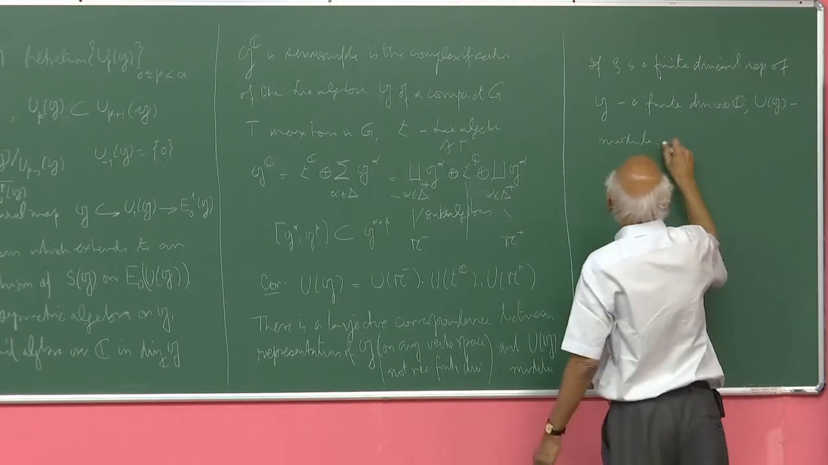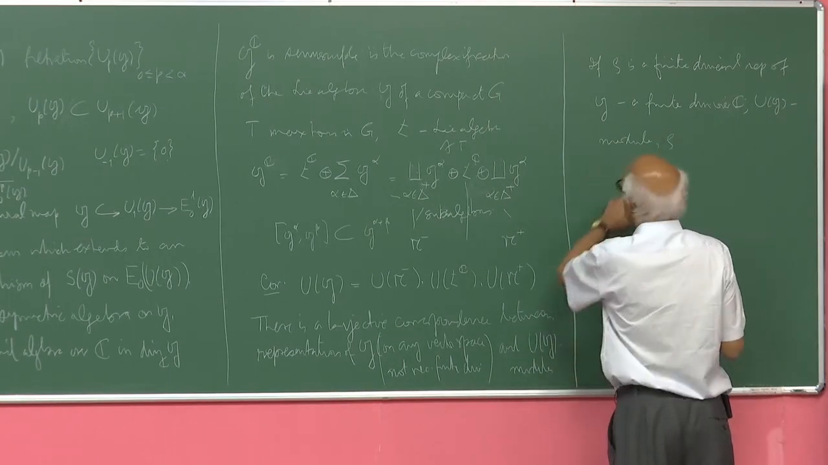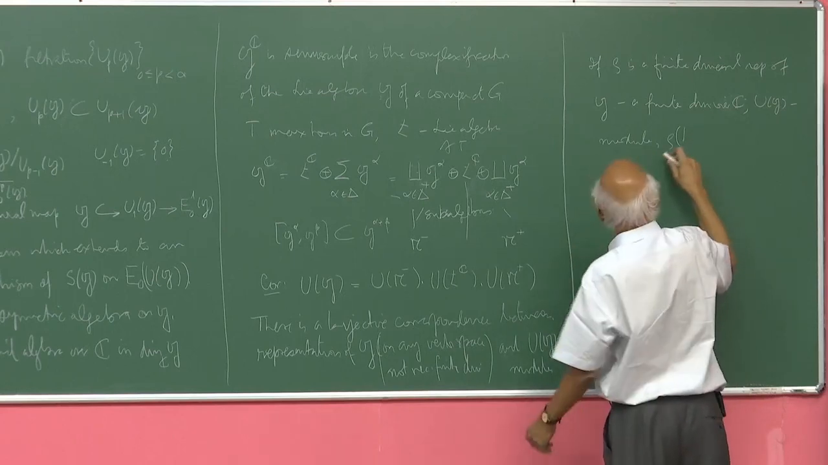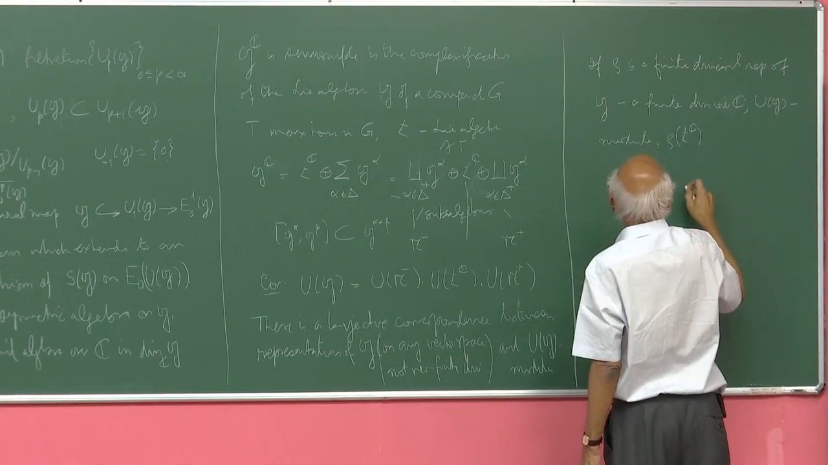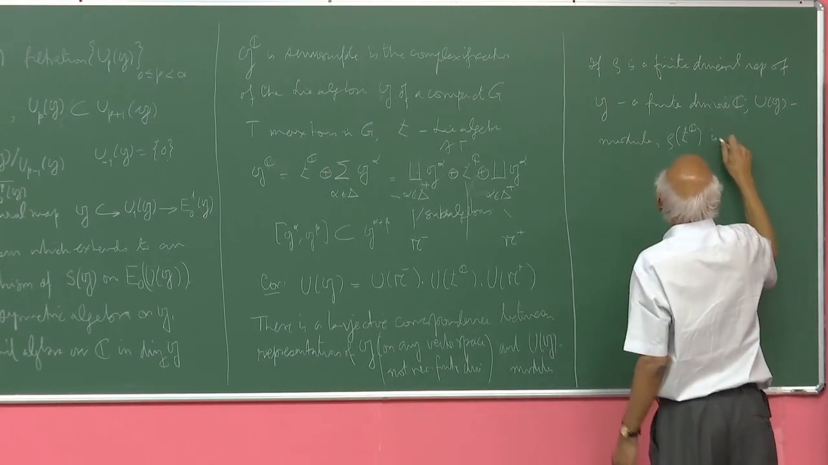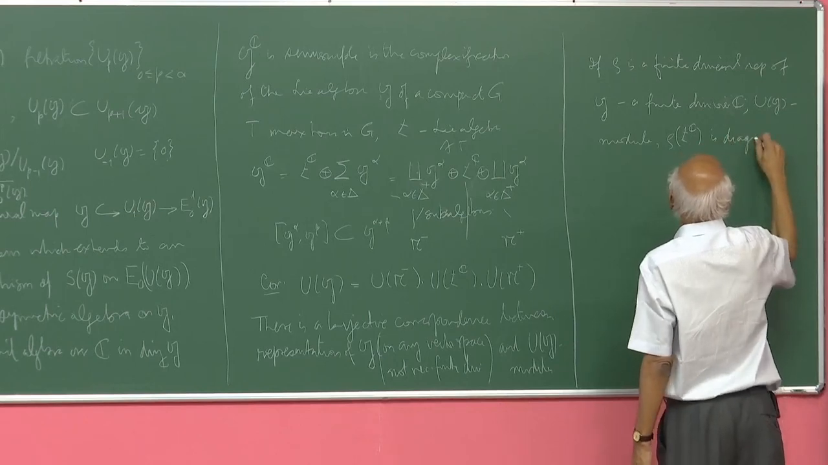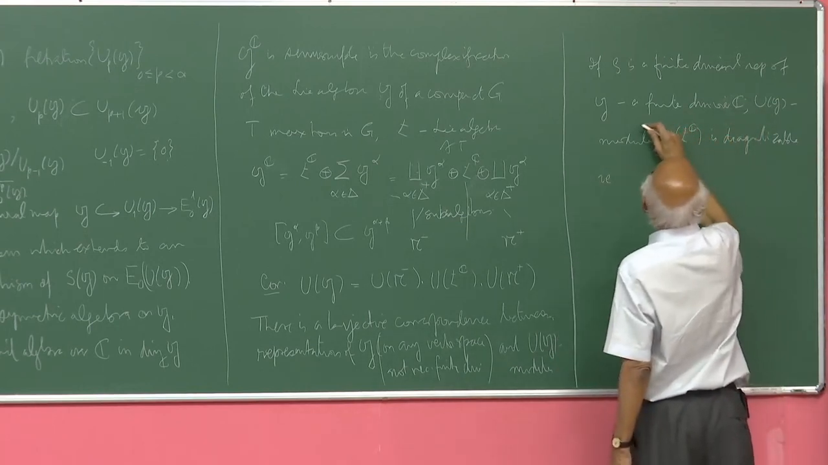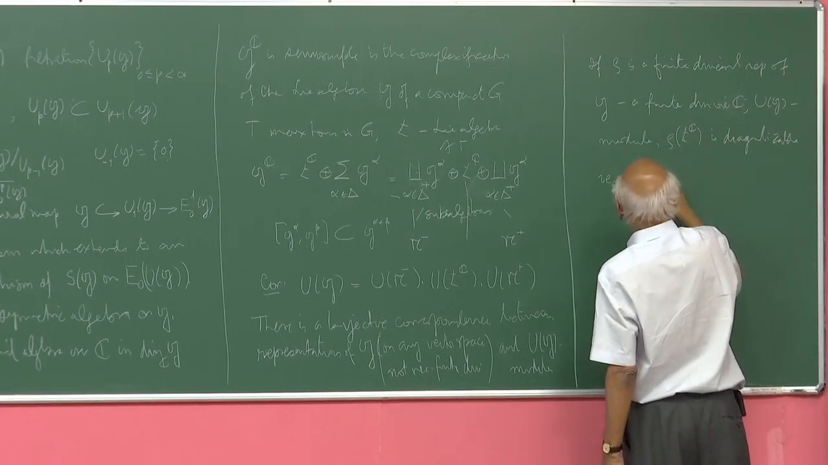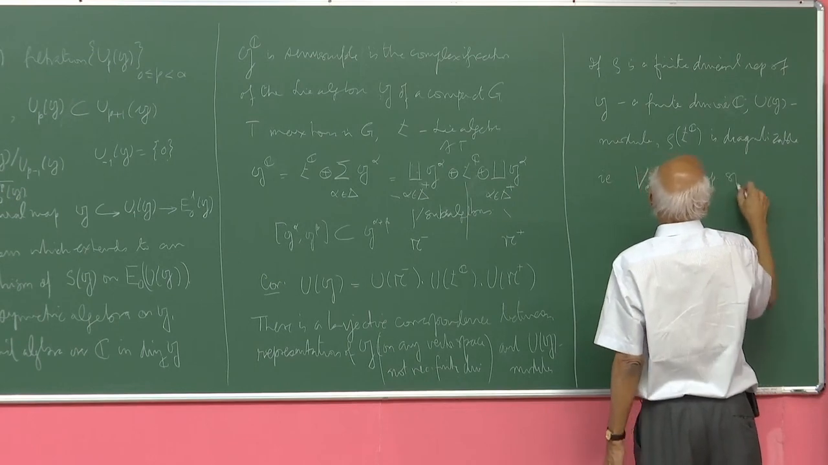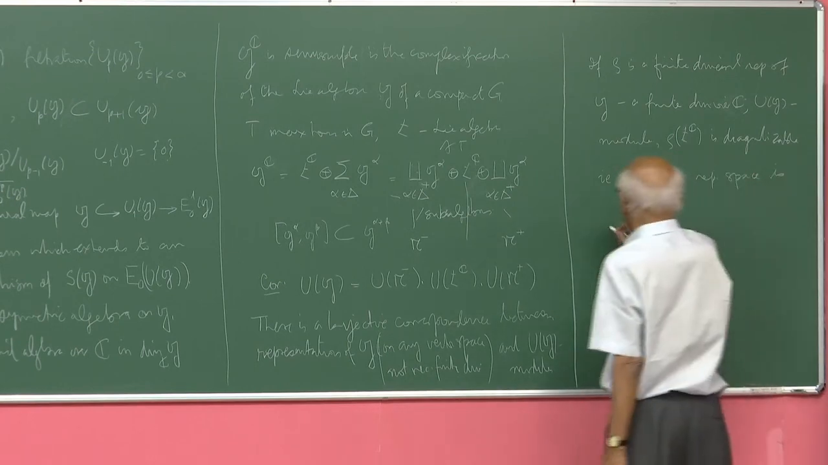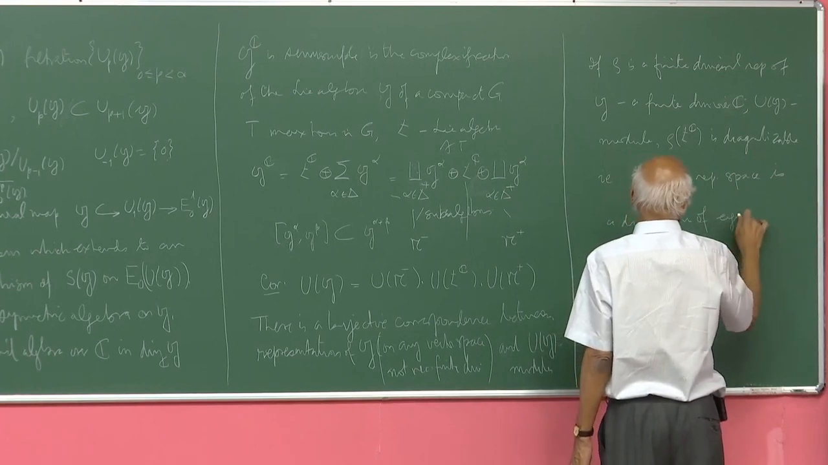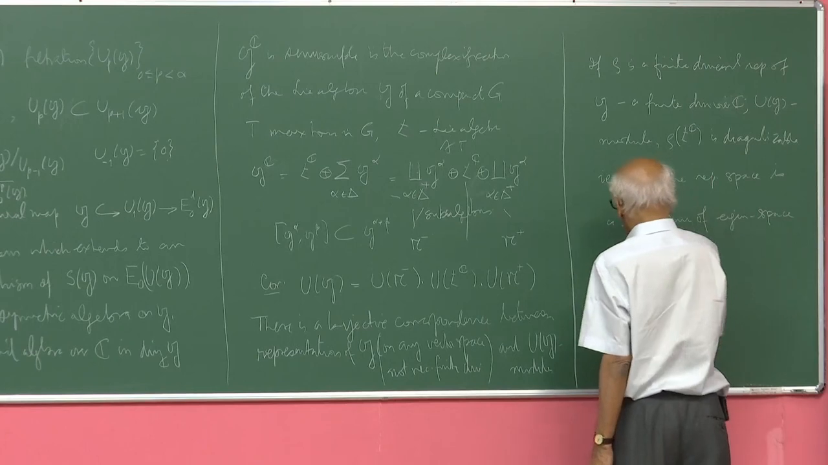Suppose rho is there, then we know that rho of H_C, all of rho of T_C, is diagonalizable. Or what is the same, V rho, the representation space, breaks up into a direct sum of eigenspaces for T_C.